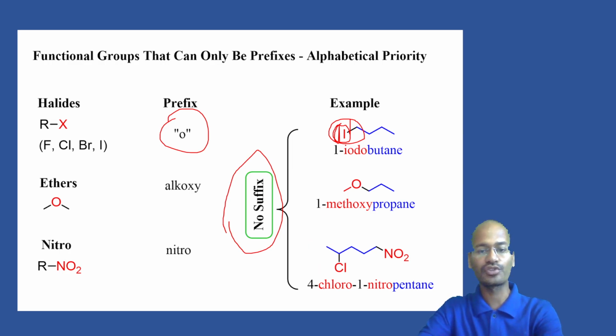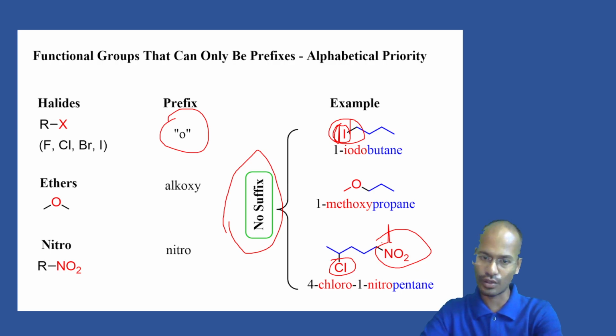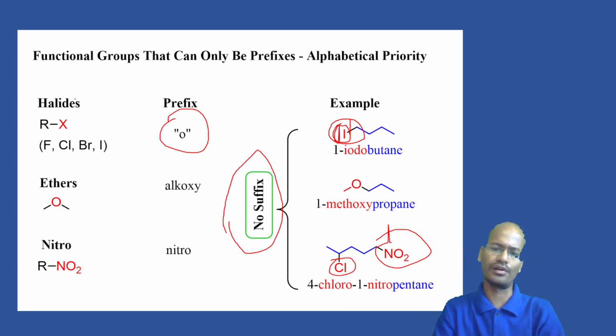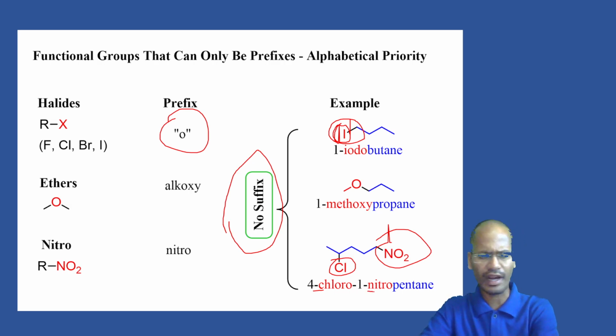1-methoxypropane. The same in the case of nitro and chloro. There are two functional groups given here. One is a nitro and another one is halo, that is chloro. 4-chloro-1-nitropentane. So these three types of functional groups will be added only as prefixes based upon their alphabetical order. So here you can see C comes first, so we have added C first, and N comes later, so we have added it next. So we have added that in alphabetical order, very simple as such, nothing more.